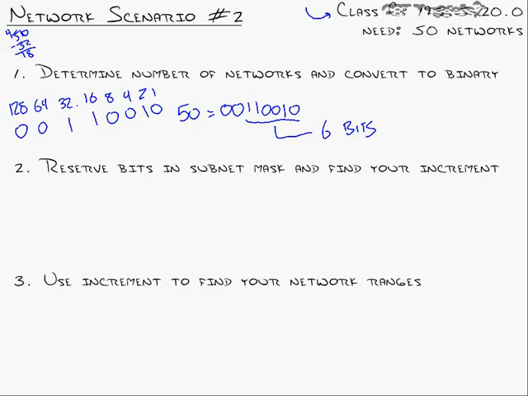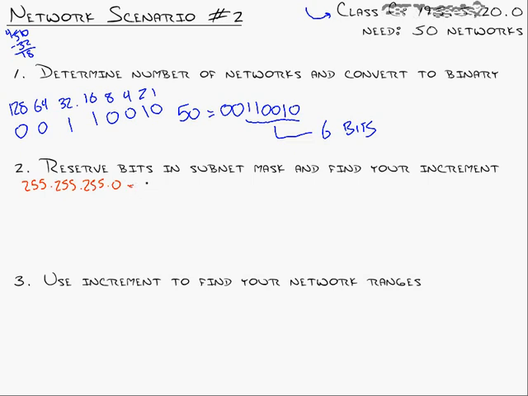Good, because we're going to need that number when we do step 2. So step 2 now says reserve the bits in the subnet mask and find your increment. Again, don't skip this first part. It may seem tedious, but that is the key to seeing what bits you have to work with.